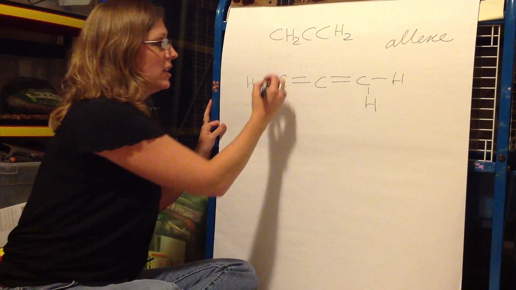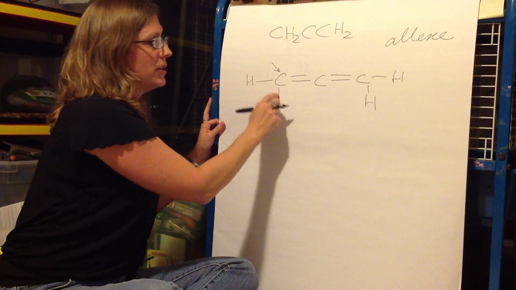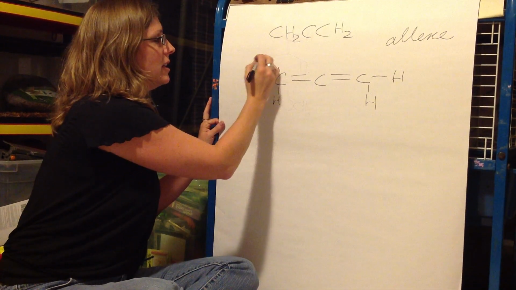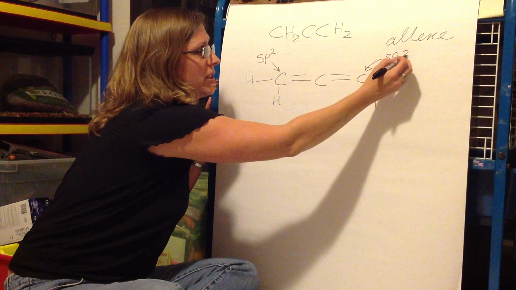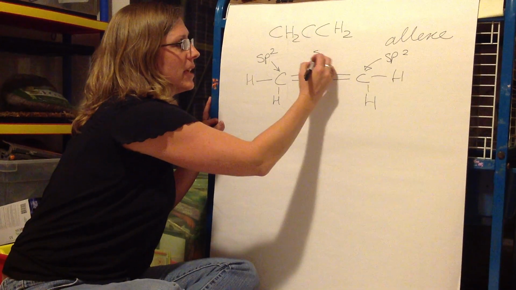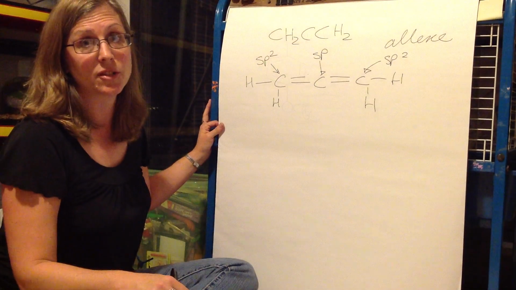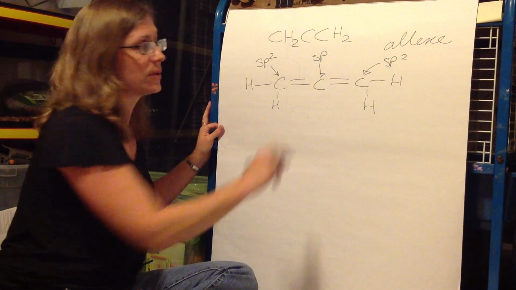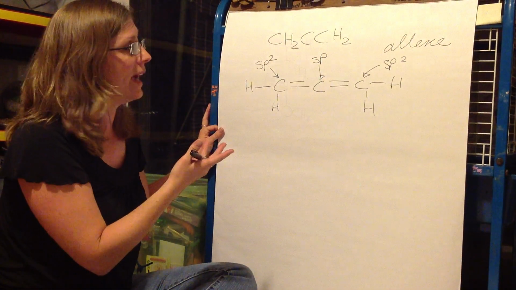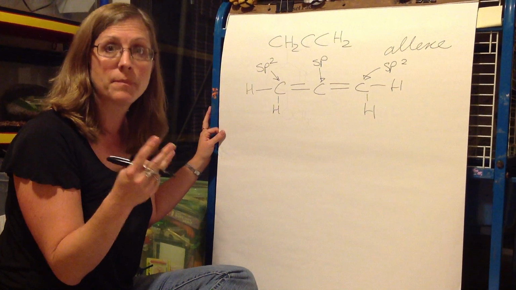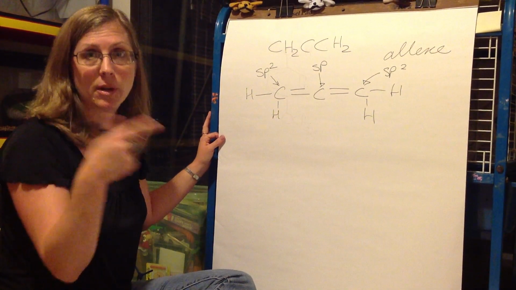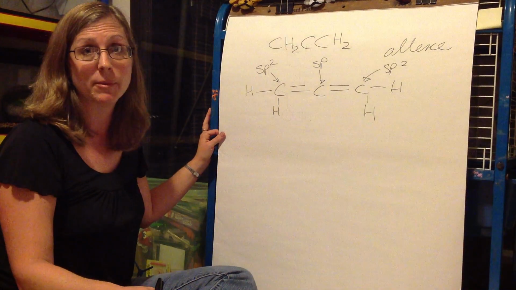The hybridization of these end carbons with 1, 2, 3 regions of electron density is sp2. These end carbons are sp2, and this middle carbon is sp hybridized. It has just 2 groups, so it's sp. What's interesting about allene is most of the sp hybridized carbons we've seen have been triple bonds. This is an example where we have 2 double bonds, and we'll see what that does to the geometry.